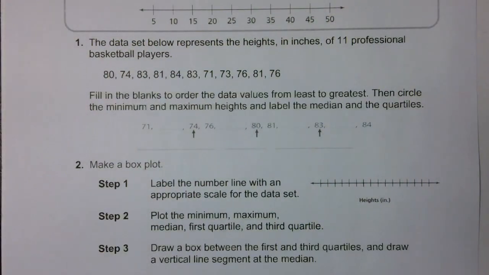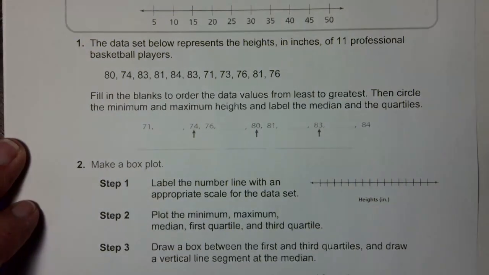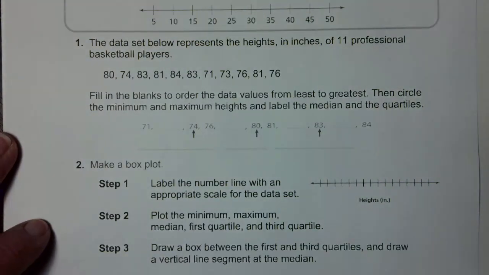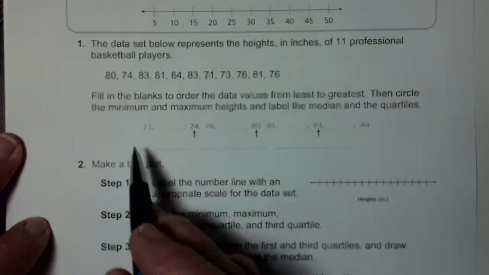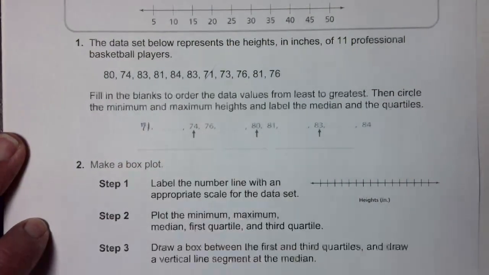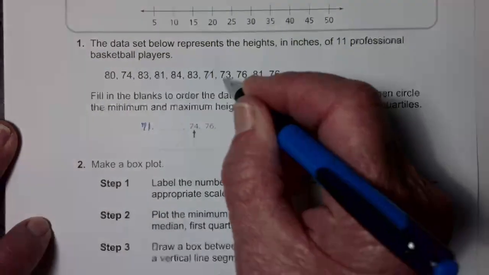The data set below represents the heights in inches of 11, so it's an odd number, of basketball players. We're going to fill in the blanks to order the data from least to greatest. Okay, so they said 71 was the least. They have it right here. I'm going to go over mine because I can't hardly see it. And then looks like it's going to be 73.